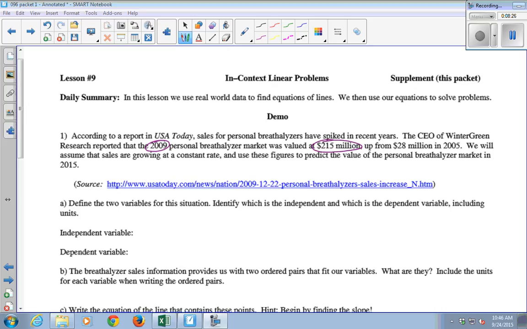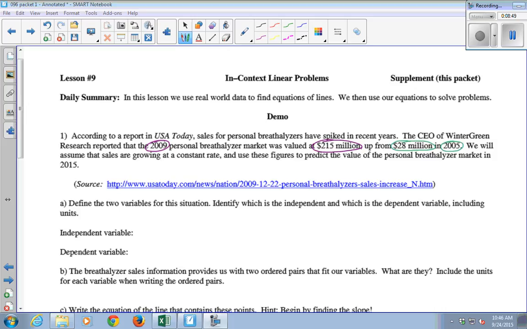All right, and then we have another set of values for a different year, right? In 2005, it was only 28 million, right? So it's a really big jump from 28 million to 215 million over 4 years. So I'm going to do that one in a different color, 28 million, 2005.